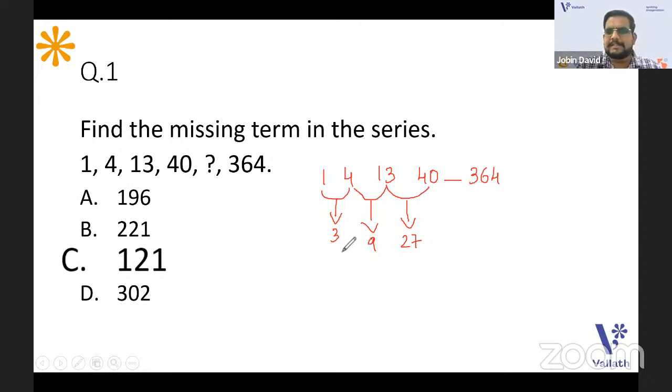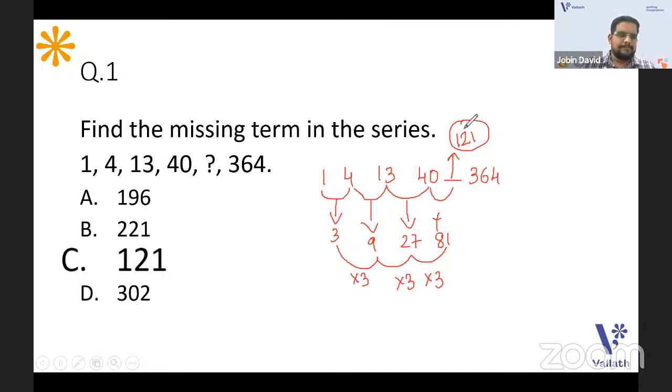When you take the differences, again a series comes out, which is easy to see in your mind: 3, 9, 27. Each is multiplied by 3. So the next number to be added will be 27 times 3, that is 81. So the answer is 81 plus 40, that is 121. That is how we get 121.